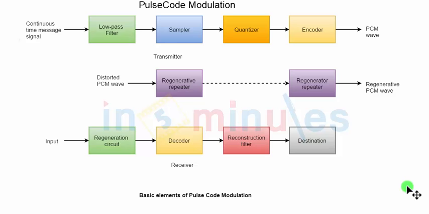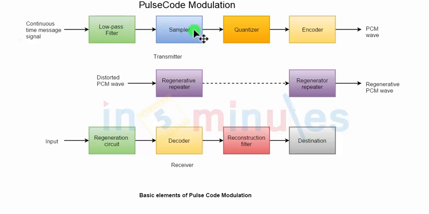You can see from the input side we have a continuous time message signal. When I say continuous time message signal, it is nothing but the analog message signal that we have on the input side. It needs to be converted to the digital signal, which will be called PCM waveform, pulse code modulation waveform. The very first block in the transmitter is a low pass filter. We will come to this low pass filter a little later.